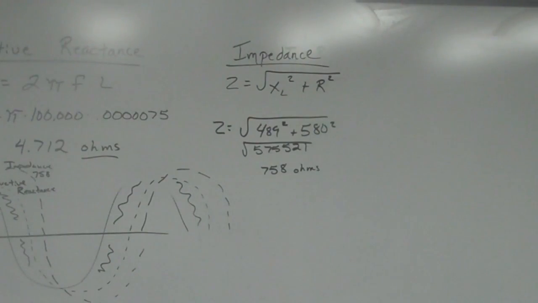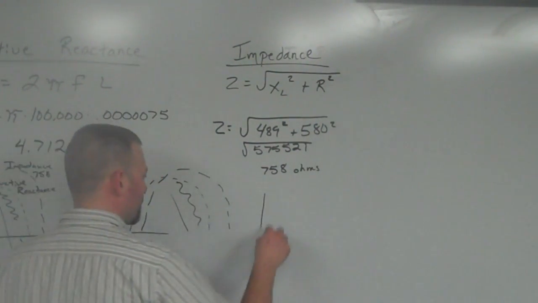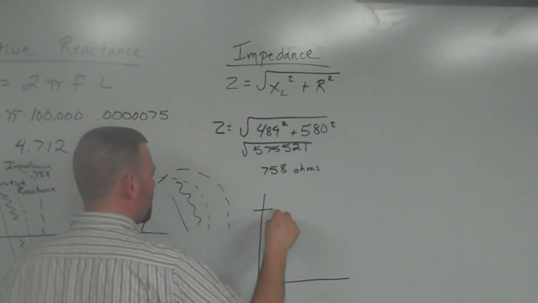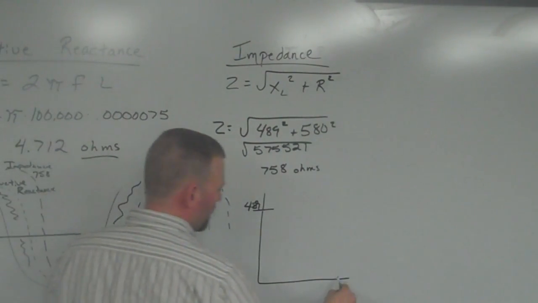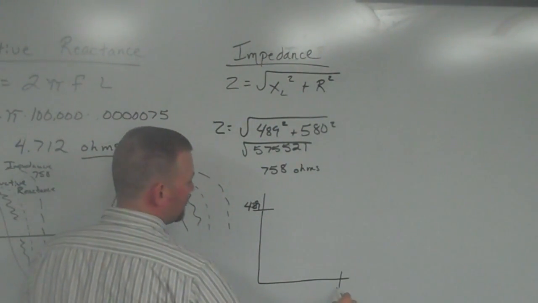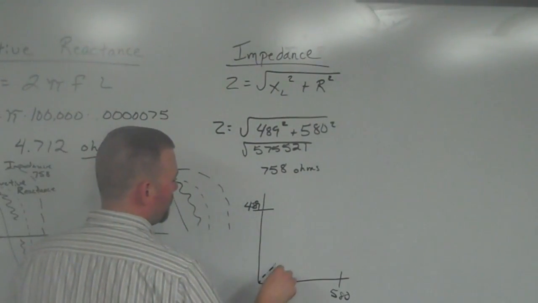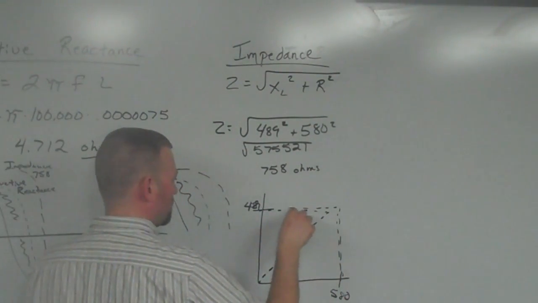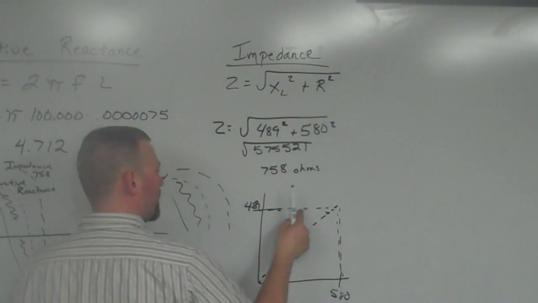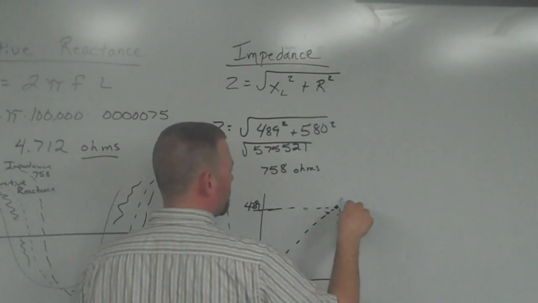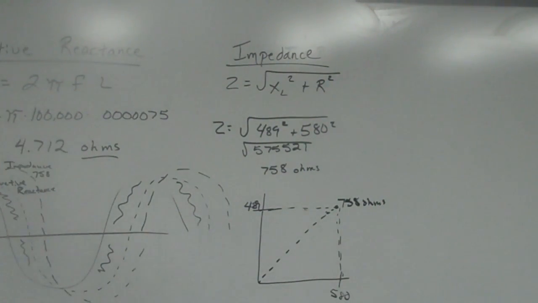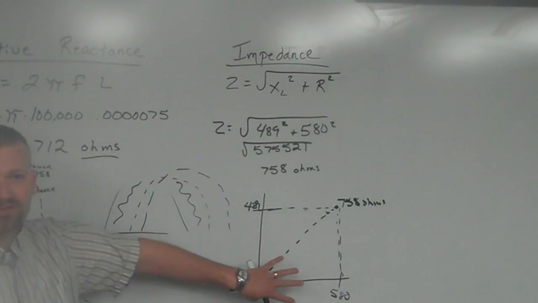Now what that actually looks like is this. If we plotted that on a vector diagram, which you saw just a little bit of, and we had an inductive reactance of 489, and a value over here, resistance, that's going to be 580. We combine those two together. If we did Pythagorean's theorem, that would let us triangulate this, and we would wind up with an overall value up here of 758 ohms. So, pretty simple.